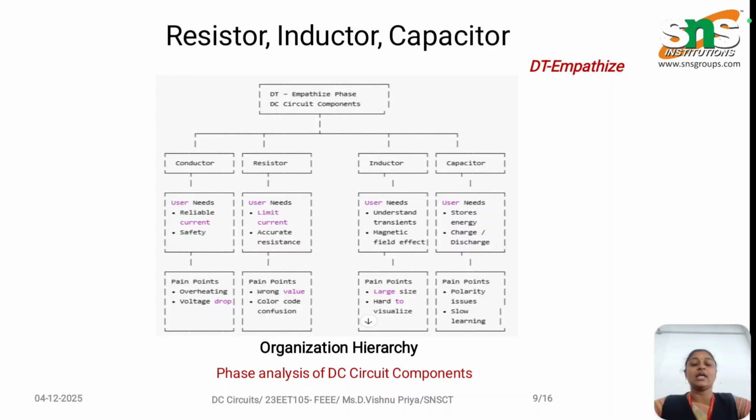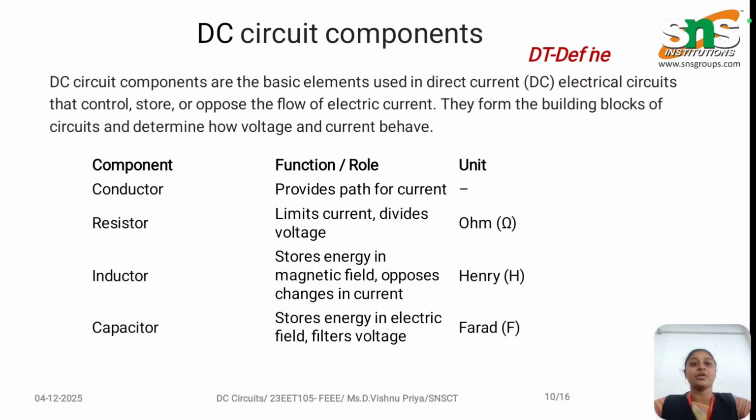Next we see the summary chart of the resistor, inductor and capacitor. What the inductor, resistor and capacitor are, what components and materials are used, and the purpose of each, we explain in this diagram. Next, the DC circuit components, their function and unit, are defined in this section.